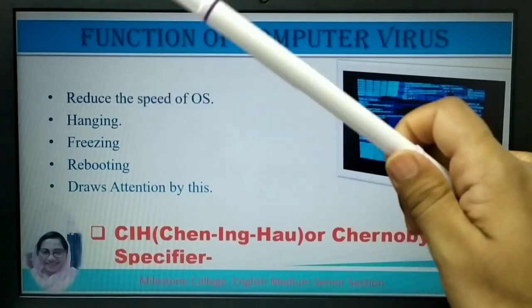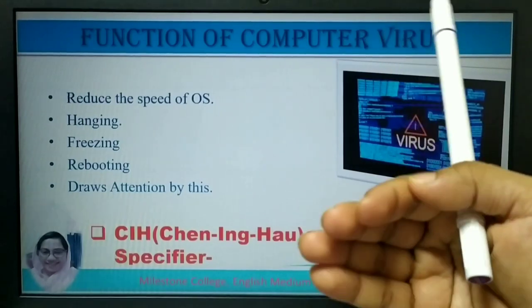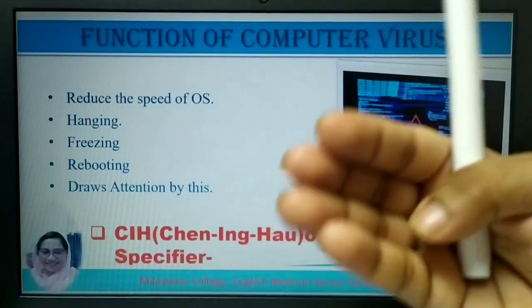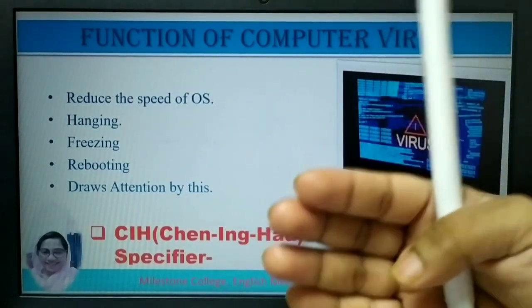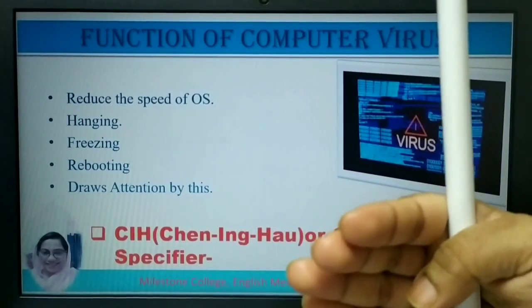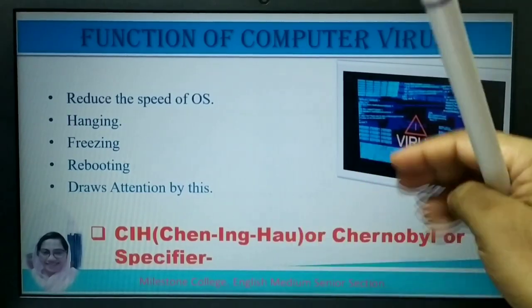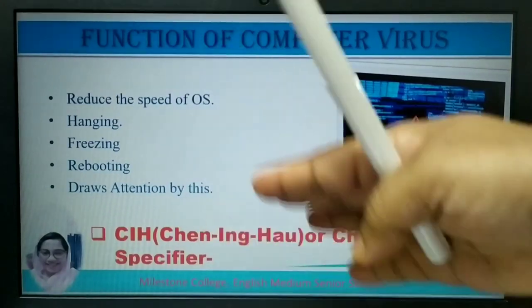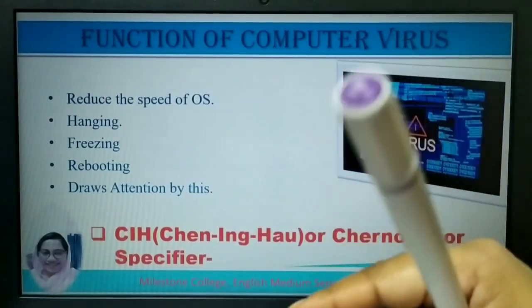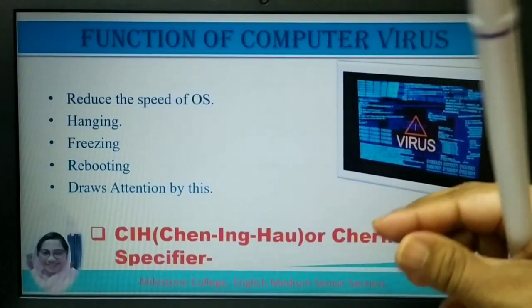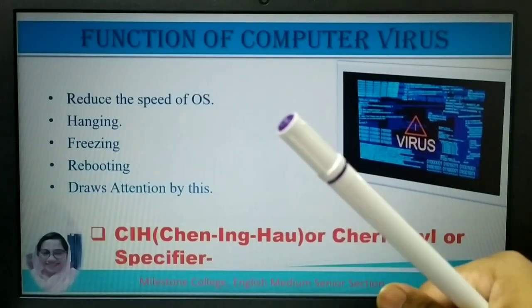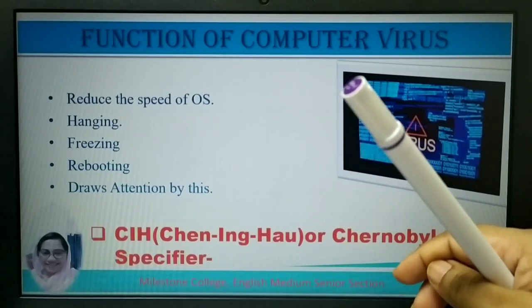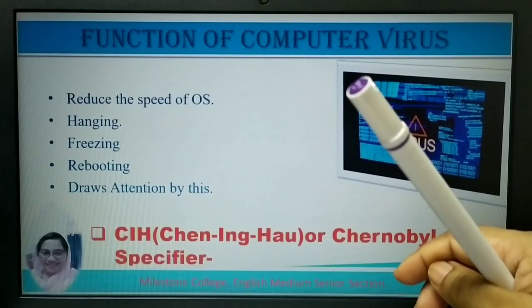Then hanging. When you start your computer, it shows starting, it's loading. Sometimes it becomes frozen. That means the image will become still. Whatever button you press, it will not change. It will remain frozen like that. Then suddenly it will reboot. Suddenly your desktop, your laptop, the operating system will reboot.